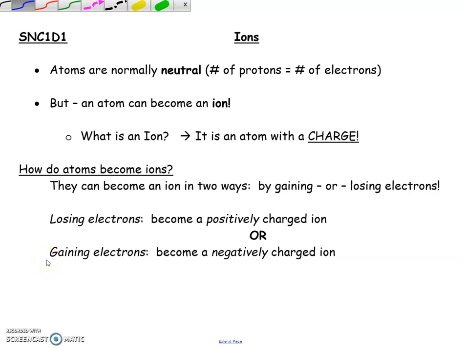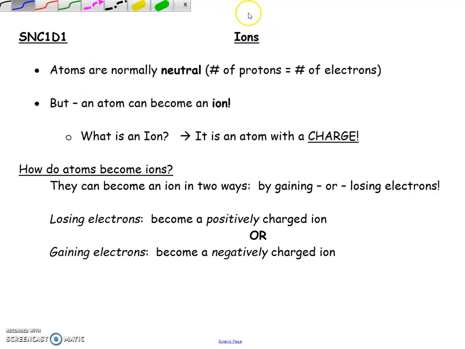Okay, hello everyone. So we are going to do our lesson on ions. This is not going to be included on your chemistry quiz number 2. This is just simply continuing on to the last part of our chemistry unit.